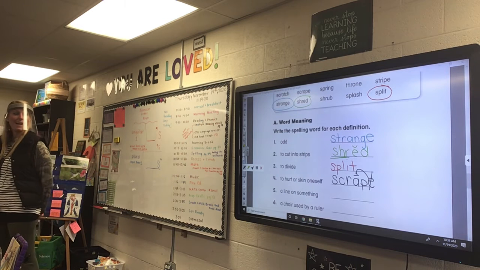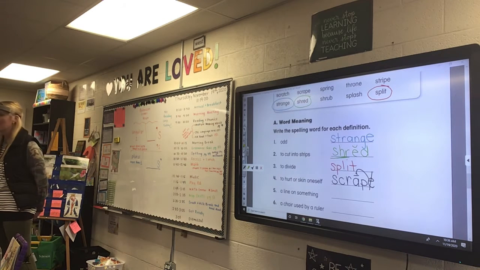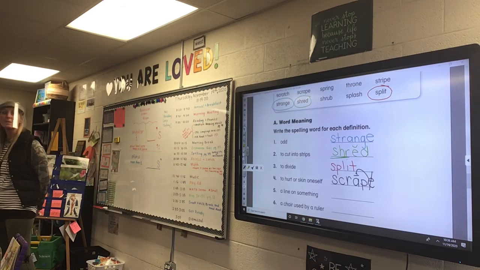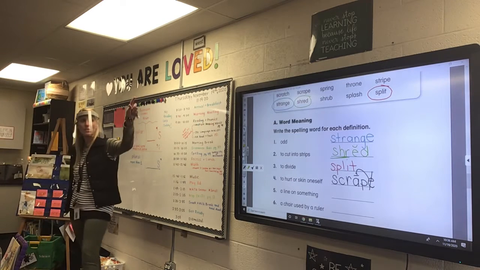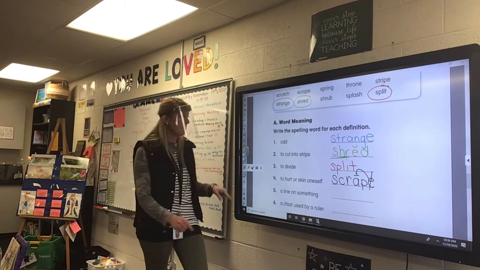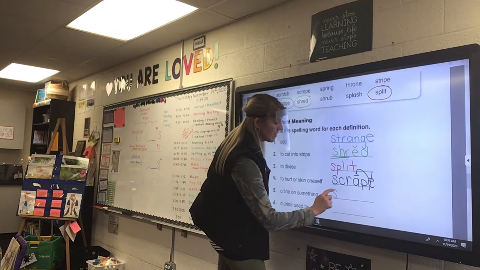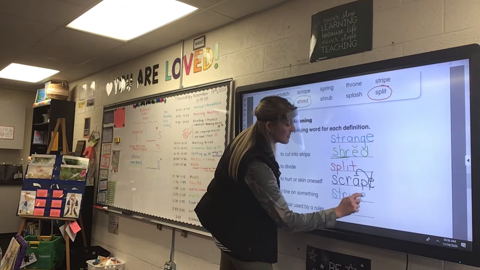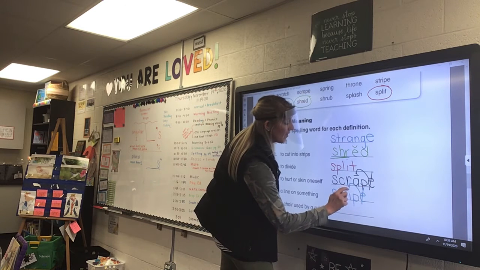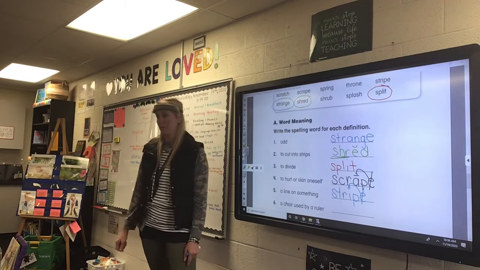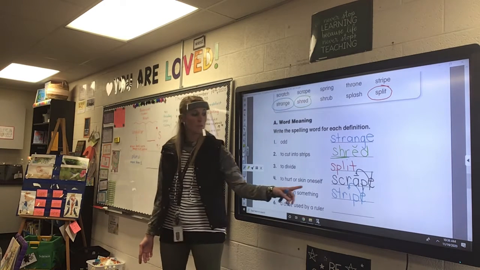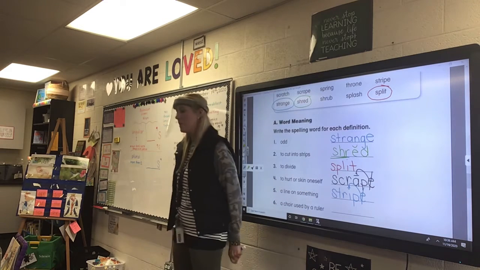Number 5, a line on something. So look at our flag. Our flag has a line on it. What is that called, Lea? Stripe. A stripe. Yep, that line is its stripe. Lea, can you sound out stripe? S-T-R-I-P-E. Good. We have to have that long I, because if you don't, it's strip. And strip is a word, but I don't want that word. I want stripe.